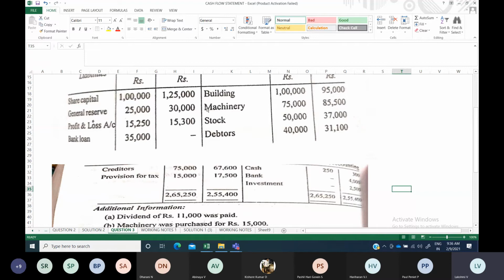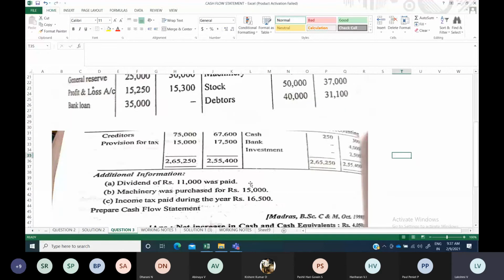Now building, it is considered as depreciation. Initially we have shown that under operating activities, so nothing needs to be shown here. The 5,000 is only a decrease in value, and that 5,000 got adjusted by showing it as depreciation, so you just skip that one. Machinery account, we have prepared that, and machinery purchased is also given here. So this 15,000 you can show as an outflow.